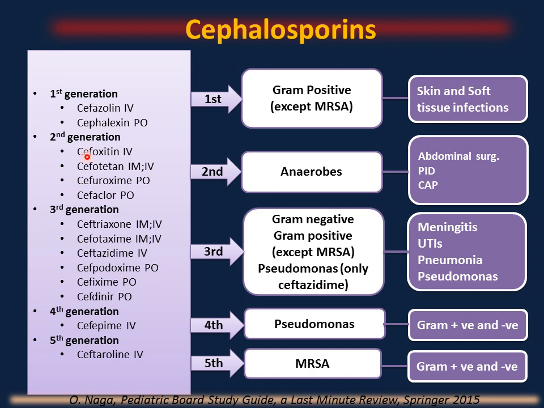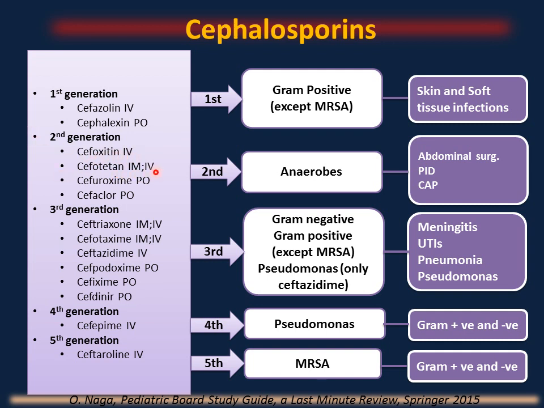Second generation: their primary use is anaerobes. The most famous one is cefoxitin. It covers anaerobes and is commonly used for surgical prophylaxis, like in cases of appendicitis, where you can give 1 dose before surgery and after as well, and generally for abdominal surgery prophylaxis because it covers anaerobes. It can also be used for PID, or pelvic inflammatory disease. It is well known as Mefoxin and is IV.